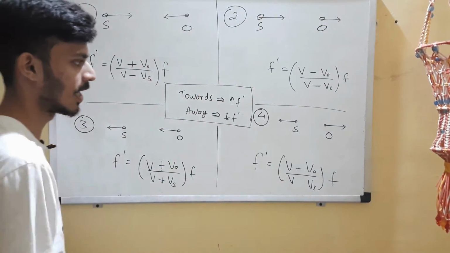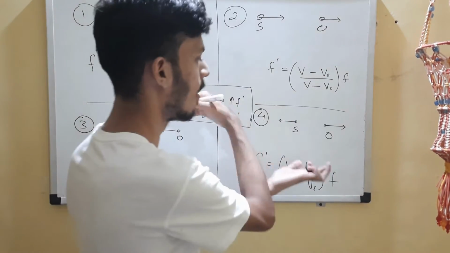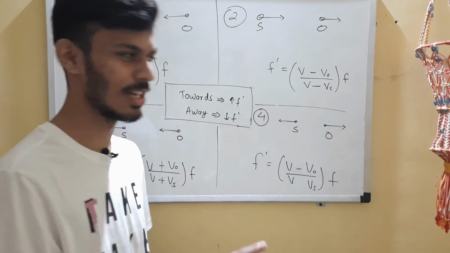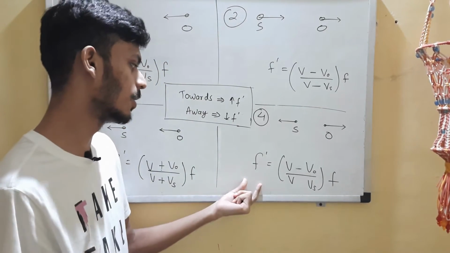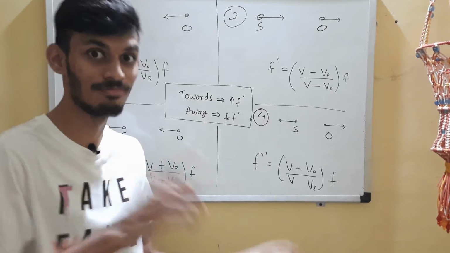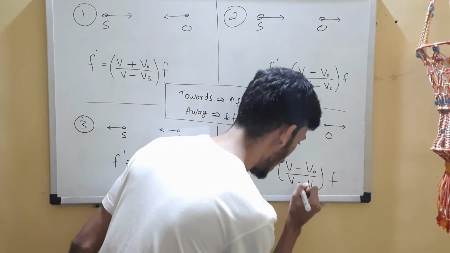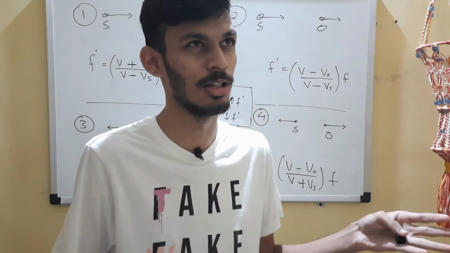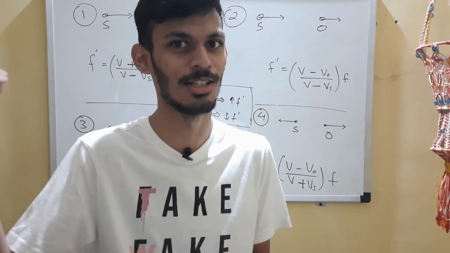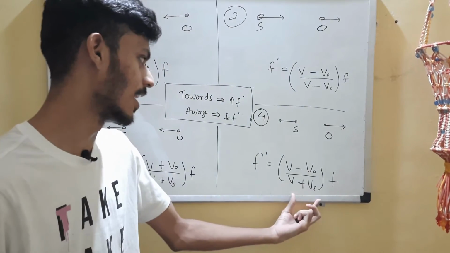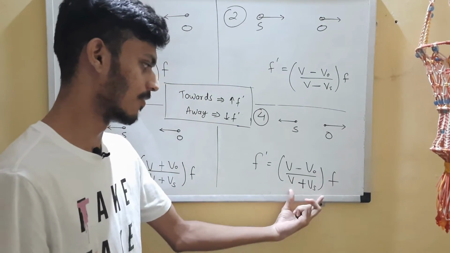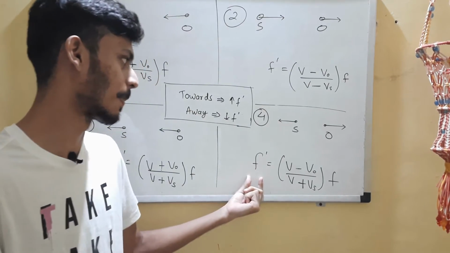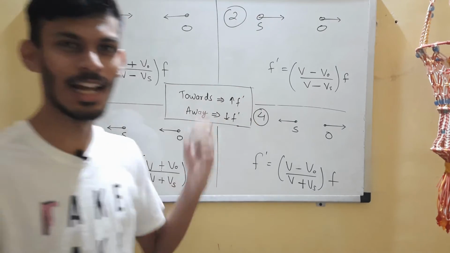Now, what is the source trying to do? The source is also running away from your observer, right? So it is also trying to decrease the frequency. How will you decrease this? The source is in the denominator, so you'll add: v plus vs. Something big in the denominator makes the fraction smaller, right? Since it's moving away, it's v plus vs. A big number in the denominator will decrease this. So you just have to think it logically.